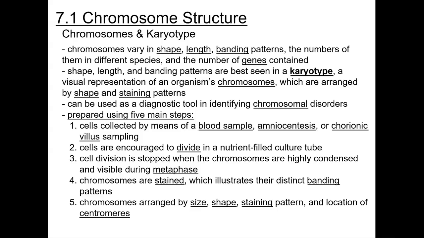Step 3, that cell division is going to be stopped when the chromosomes are highly condensed and visible during metaphase. That's when they line up across the middle, or the equator, of the cell, right before cell division. The 4th step, the chromosomes are going to be stained, which is illustrated by their distinct banding patterns that you'll be able to see. And step 5, the chromosomes are going to be arranged by size, shape, staining pattern, and location of the centromeres.